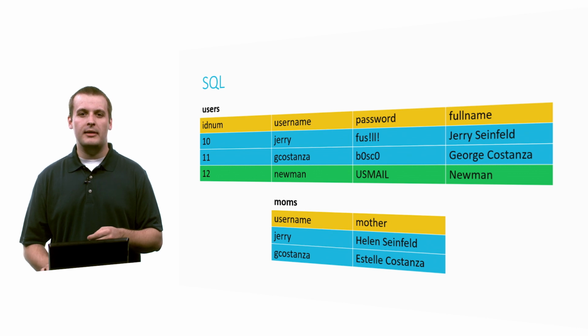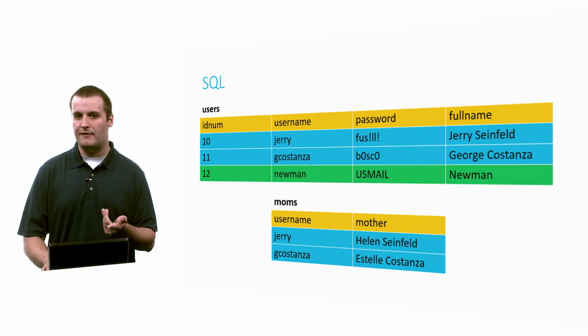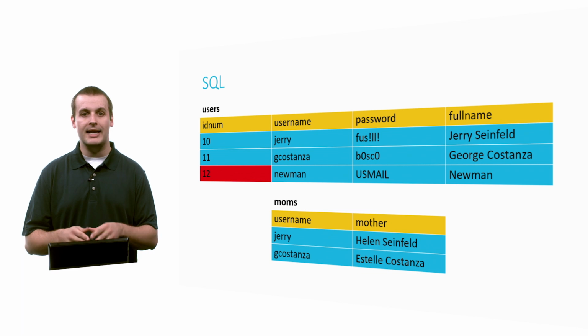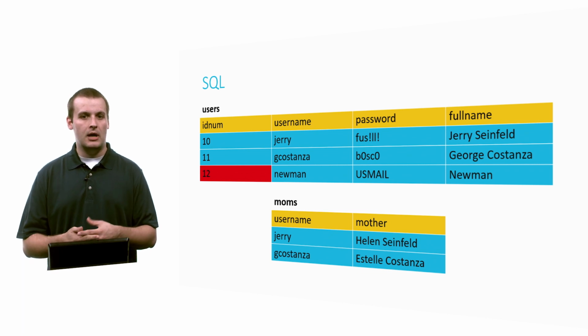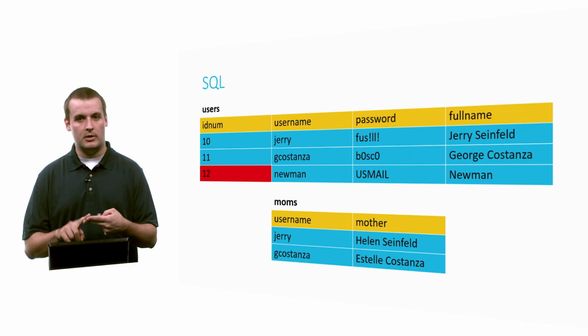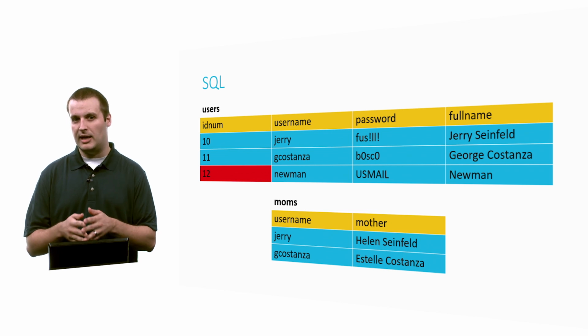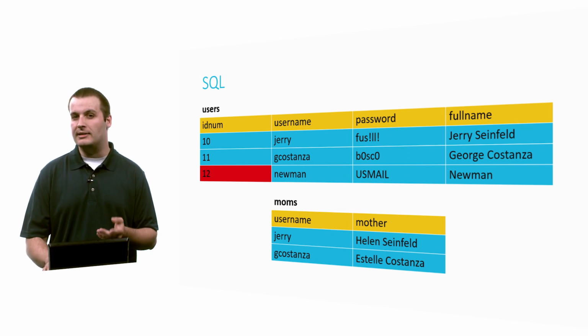But notice there's one thing that I didn't specify, but somehow I've got a value for, which is this 12 right here. I didn't say I wanted to put ID number in there. I wanted to put username, password, full name. And I did that. That's fine. But I also got this 12. Why did I get this 12?